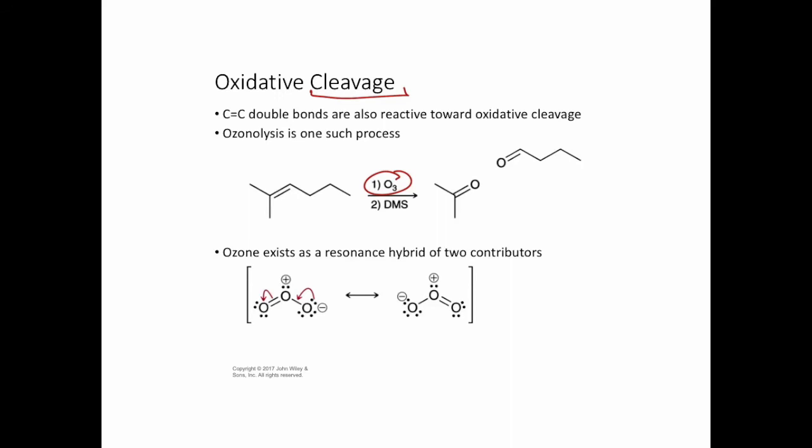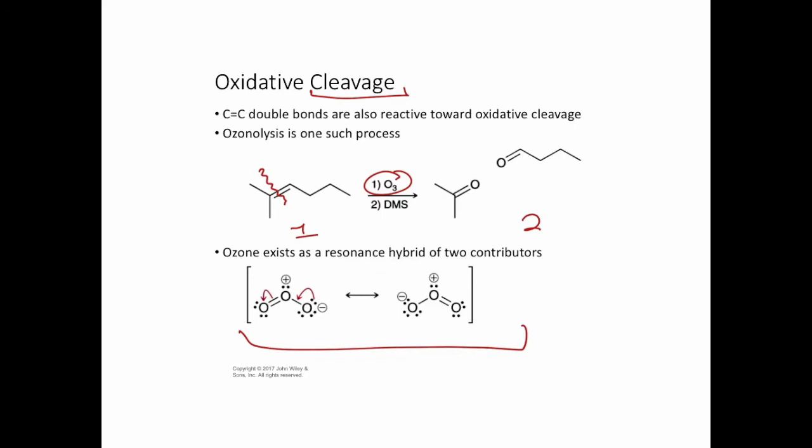And this is the structure of ozone. It exists as a resonance hybrid of these two contributors. So notice what's happening here. We start with one reactant and we end up with two products. So we are actually cleaving right through that double bond. And at the end of that double bond, we now have an oxygen on each fragment.